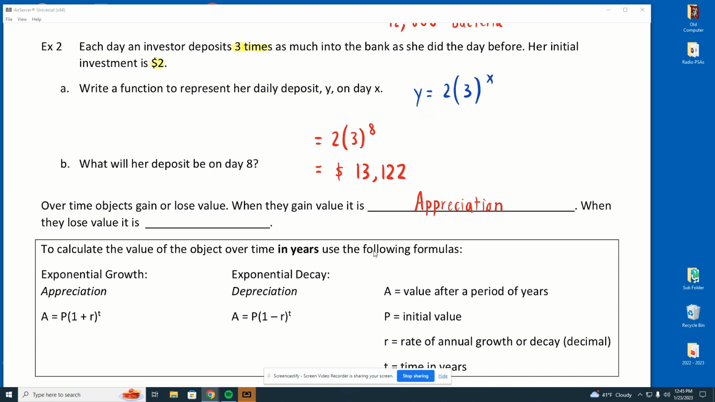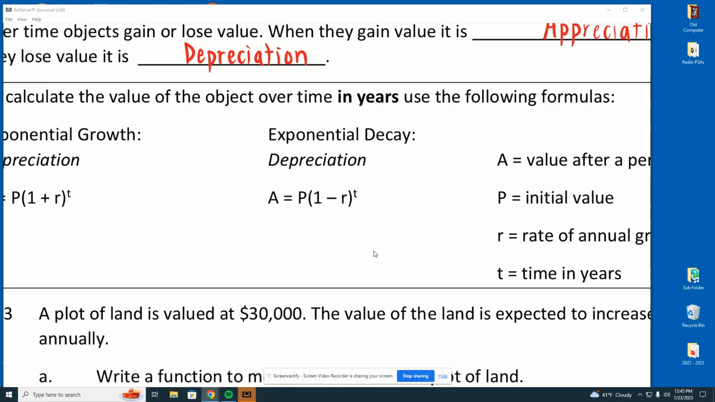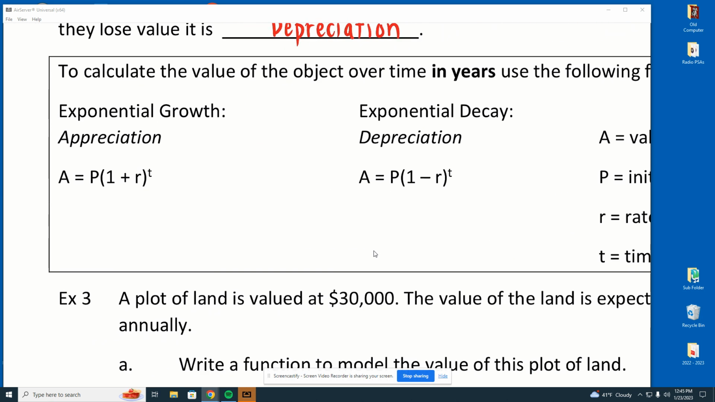If they go down in value, what do we call that? Depreciation. So some words for depreciation might be depreciates, decreases, decays, right? Those are some words that you might see to represent depreciation. So you've got appreciation and depreciation. And look at the two formulas, guys. What's the only difference between them? One says plus, one says minus.